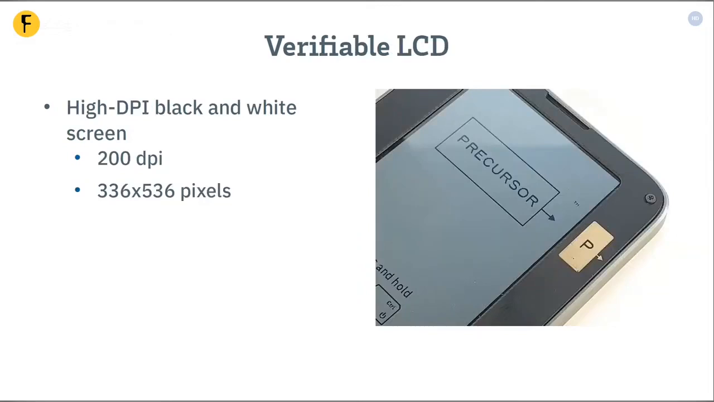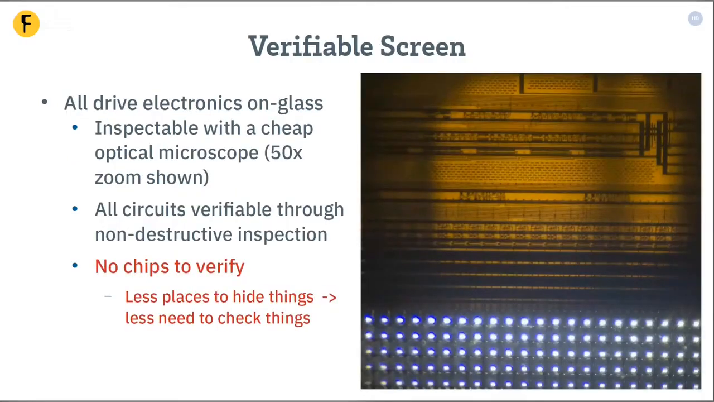Now let's talk about the screen. I do worry about screen scrapers and screen grabbers, and so I think it's important to have an ability for humans to directly see the things they're working on. And so we've picked a high DPI black and white screen. It's 200 DPI, 336 by 536 pixels. And the coolest feature about this, in my opinion, is that all the drive electronics are actually fabricated on glass. The picture on the right-hand side is taken with an optical microscope at 50x zoom of the actual glass itself.